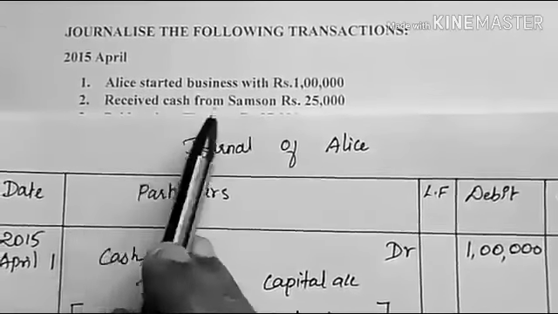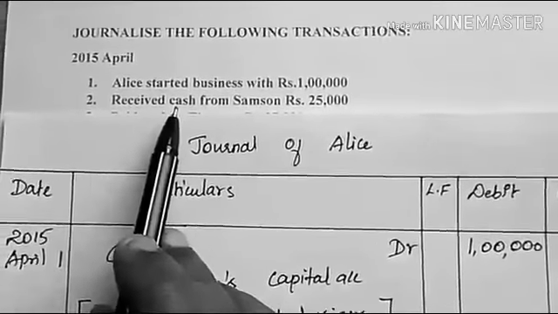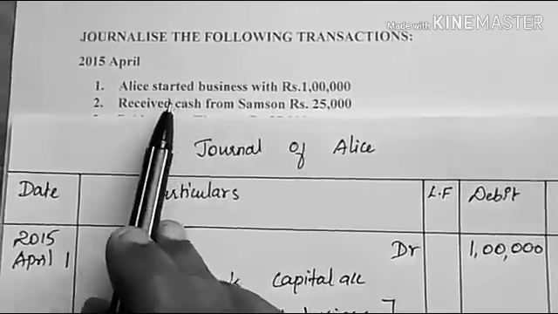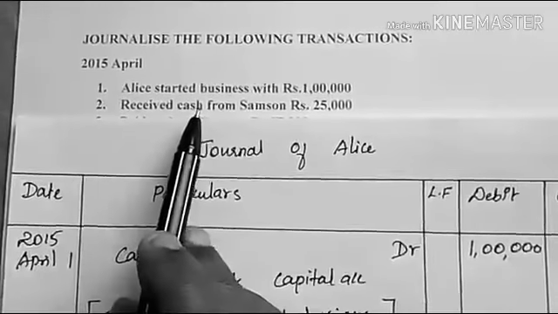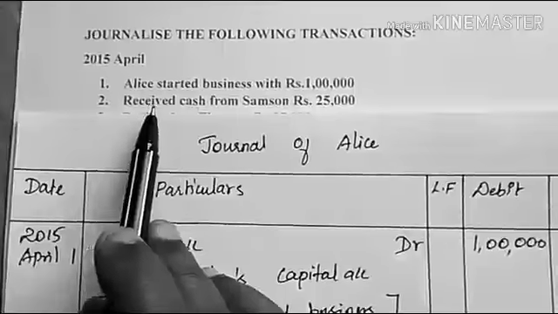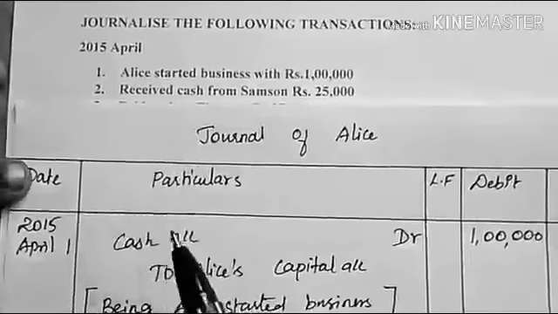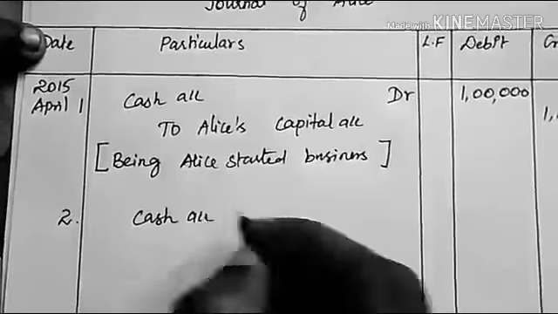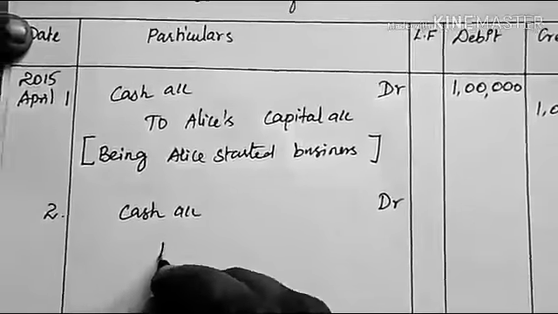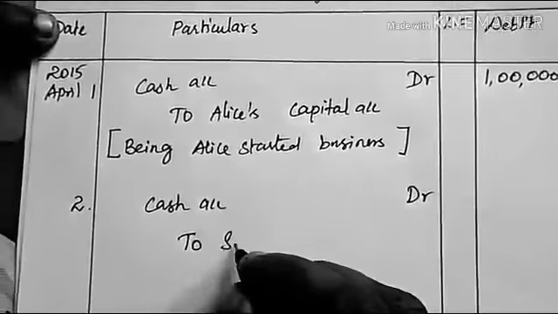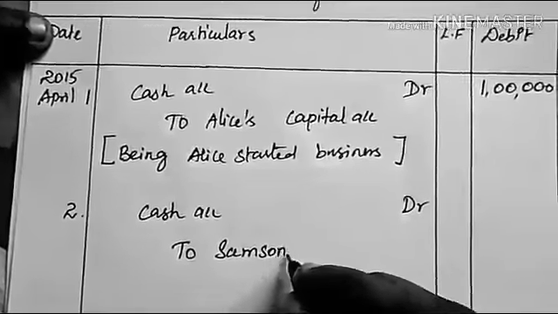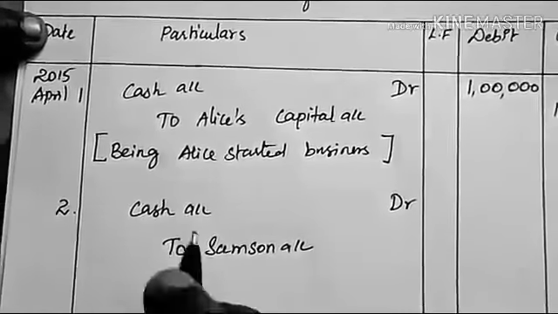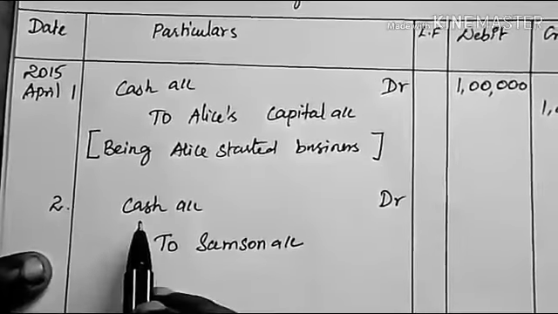When you receive cash from Samson, what comes in? Cash comes in. So cash is a real account. The real account rule is debit what comes in. When you receive cash, cash comes in. So enter cash on the debit side. Cash account debit, and automatically you can set the second one: Samson. Samson account. See, received cash from Samson.